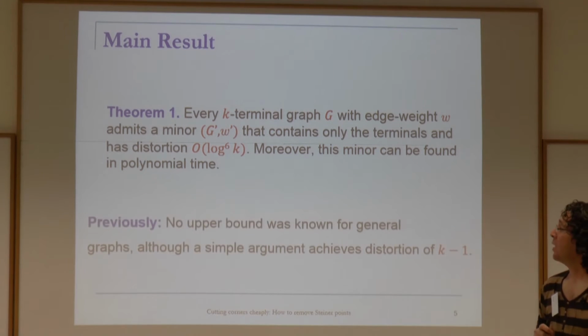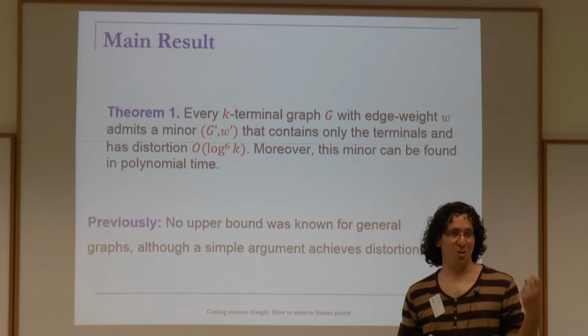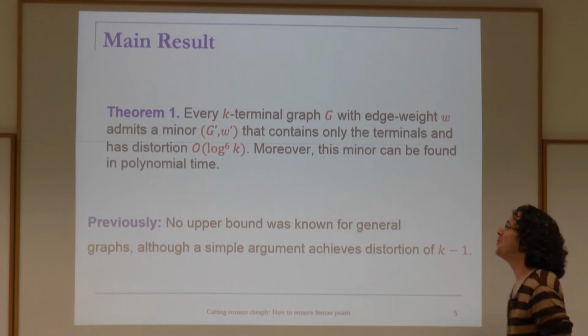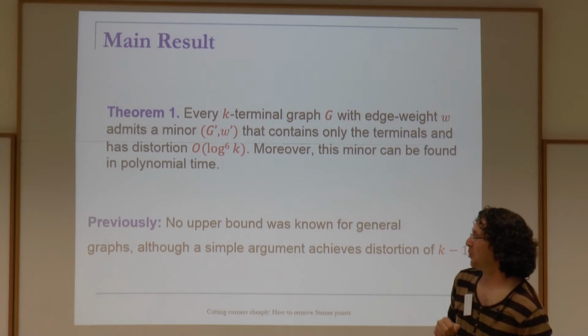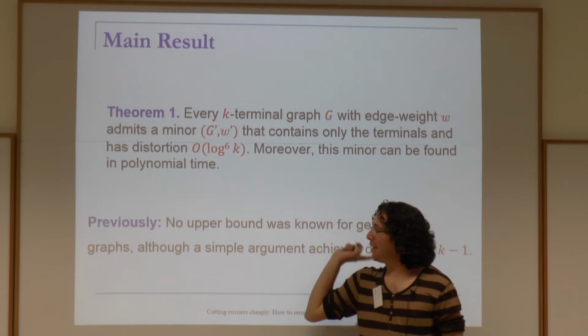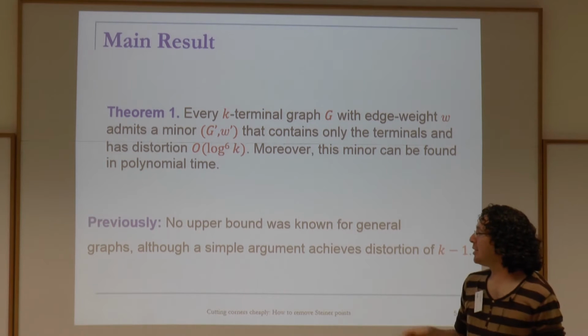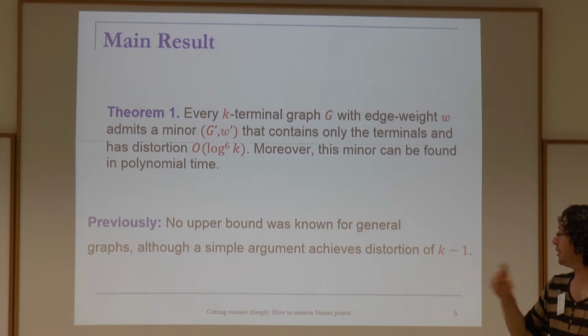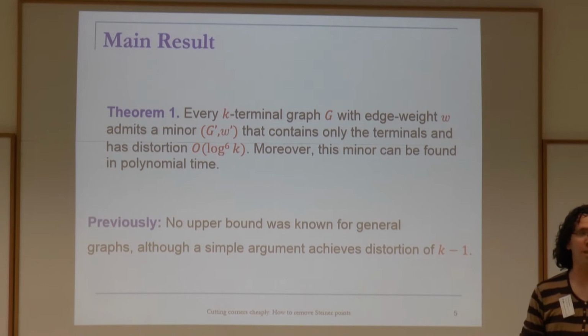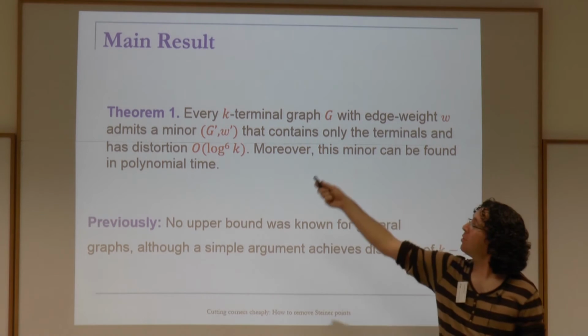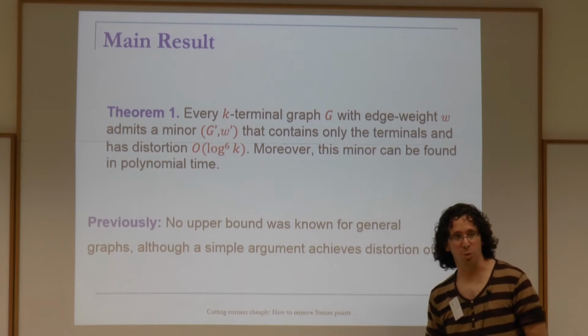Okay, so as to your question before, it was not known how to do it with distortion depending on K. Previously, there was no other upper bound. A simple argument, which I will show in a minute, achieves a distortion linear in K. So this is a major improvement from linear to polylogarithmic.